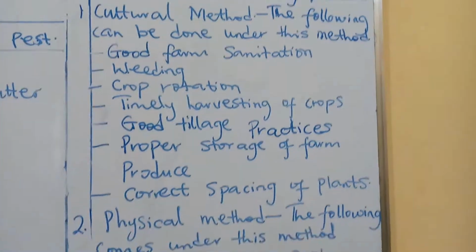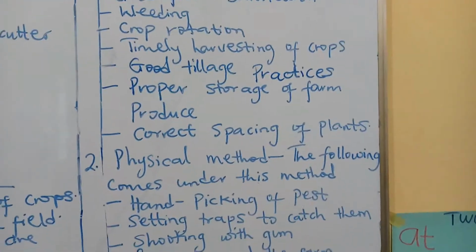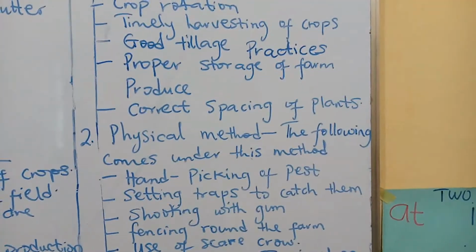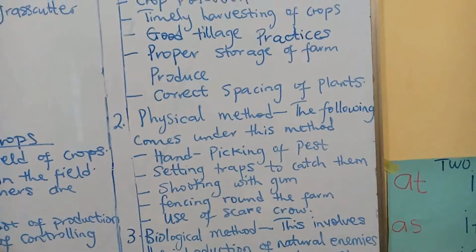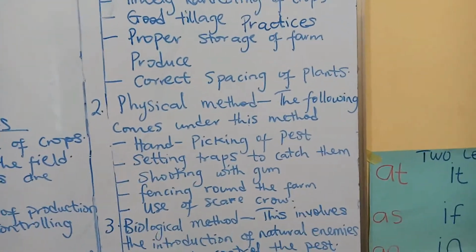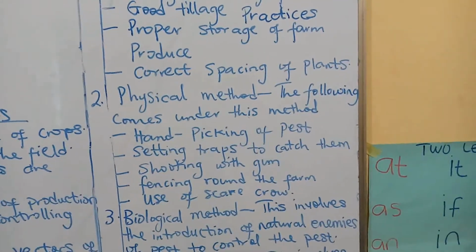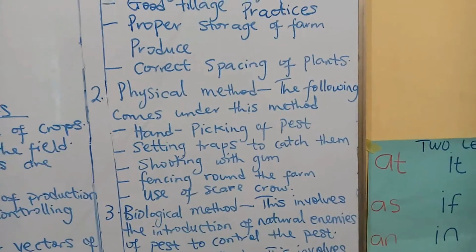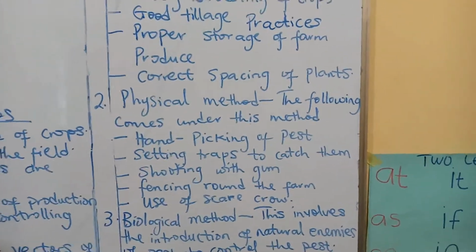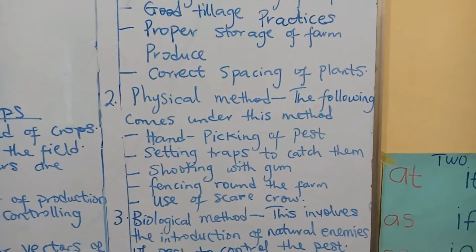Another method is the physical method of controlling pests. Under this, we have hand picking of pests. There are actually some of them that we can pick with our hands from our crops. We have setting traps to catch them. Talking about pests like the squirrel, the grass cutter, and the rats, we have traps that we can set to catch them.